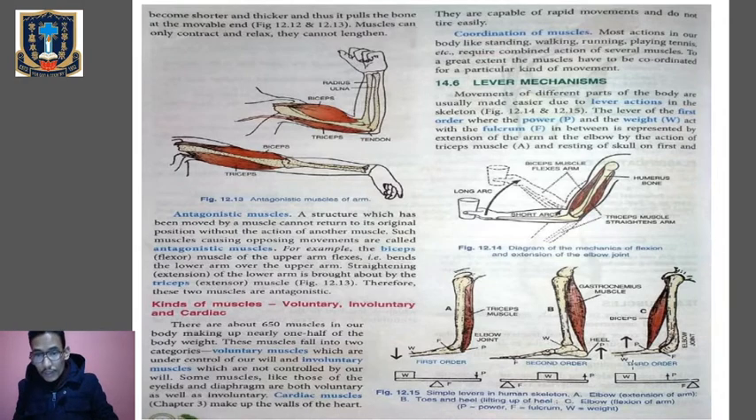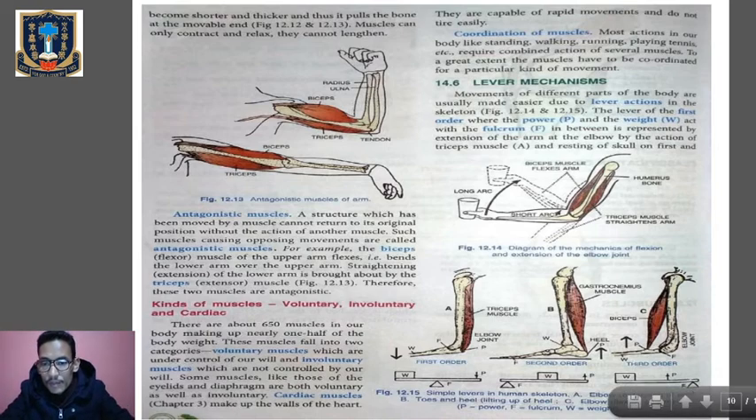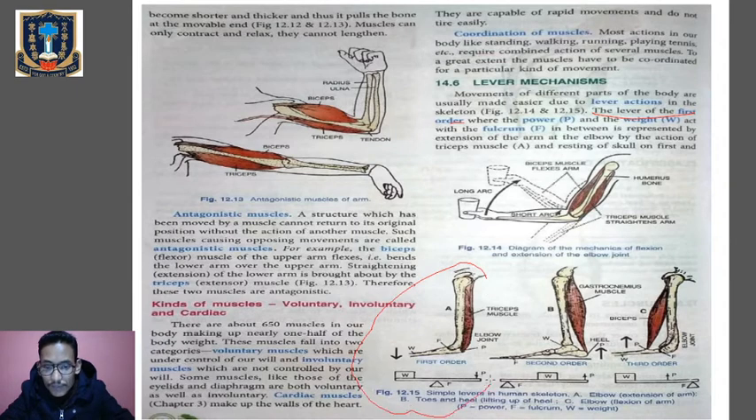Next, we'll talk about the lever mechanisms, where we'll see the movement of different parts of the body. The movement of bones or joints is mainly due to lever actions. So we'll compare the movement of the bones or the joints with that of lever actions. We'll first compare the lever of the first order, where P means power, W means weight, and F means fulcrum. Clear?